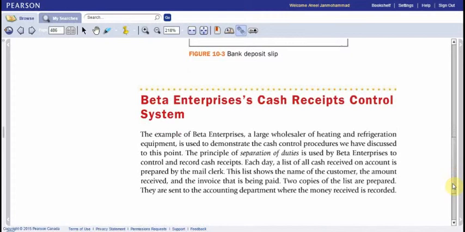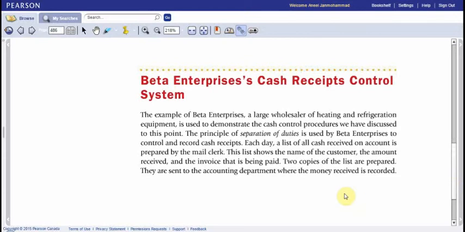Now, based on procedures 1 to 4, let's look at an example of a company that's doing all these things, going through the separation of duties. In our example, we have Beta Enterprises, who's a large wholesaler of heating and refrigeration equipment. And we will demonstrate the cash control procedures we've discussed so far. Okay? So we're going to have a list in the next page.